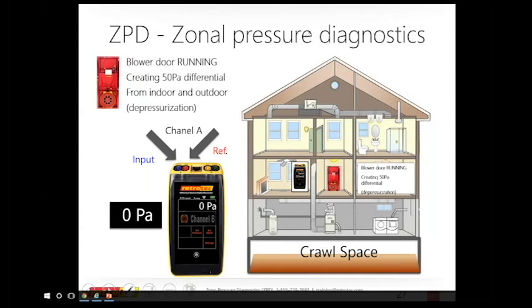So we like to use depressurization a lot because we're already doing a blower door test, and that's the basic single point blower door we're doing. And then I like referencing the house. It seems to be pretty straightforward to people, but you can go the other way. You can pressurize it. You can use the outside as the reference.